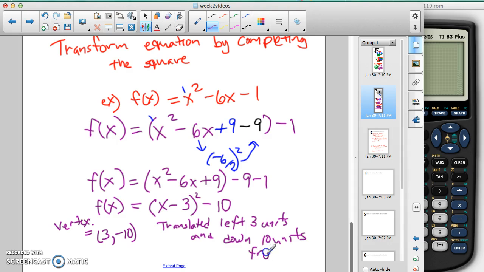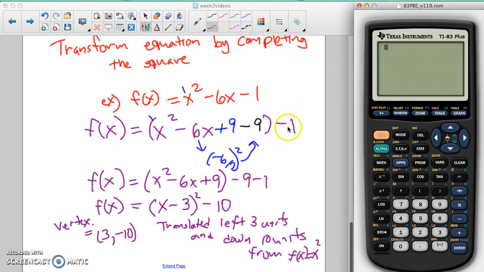From f of x equals x squared, which is what we really look at. We look at the transformations that happen to the basic curve. This transforms that by that amount. And we can take a look at that and make sure that it works by looking at our graphing calculator and graphing these two functions. Let's give it a second to reload.